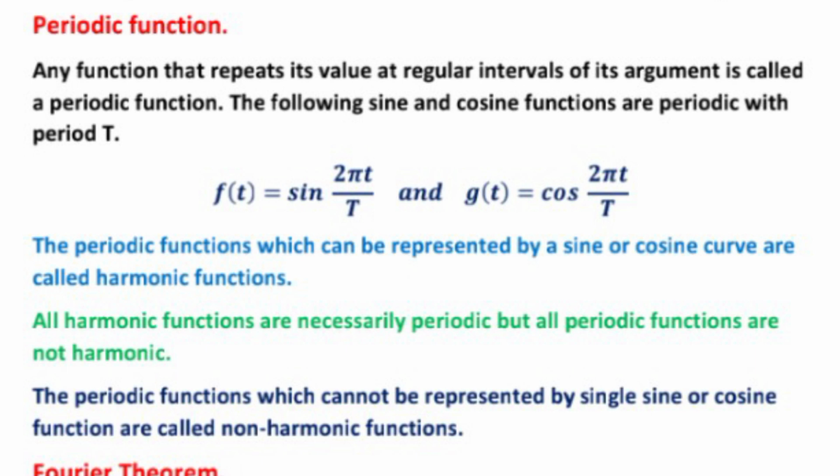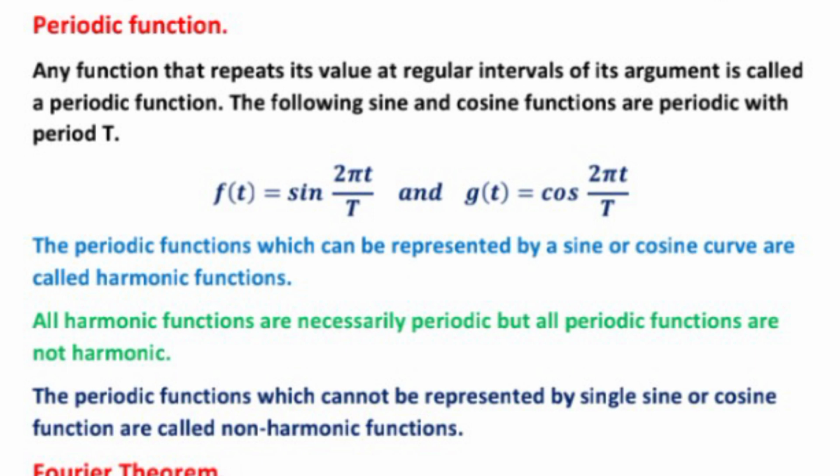The periodic function which can be represented by a sine or cosine curve is called the harmonic function. The periodic functions which cannot be represented by single sine or cosine functions are called non-harmonic functions.